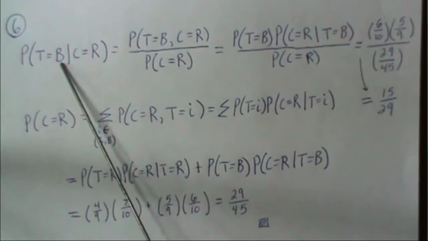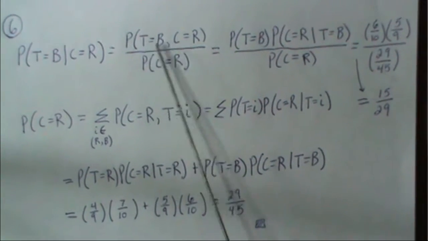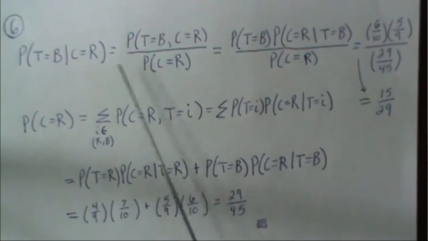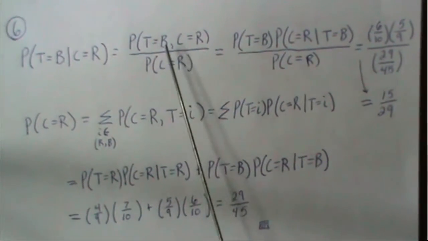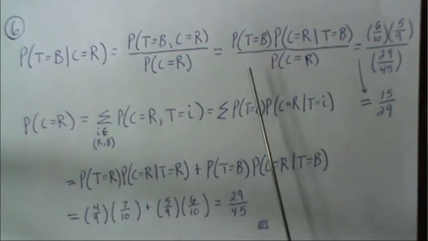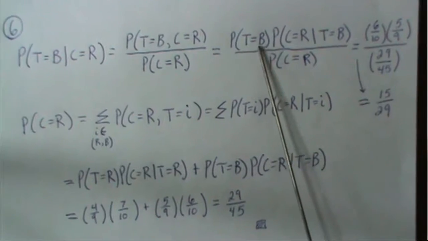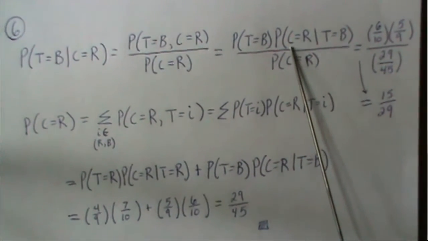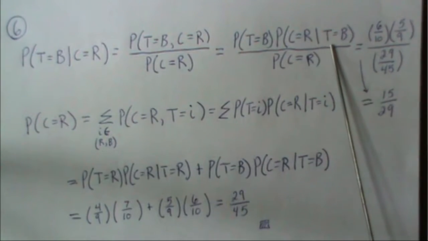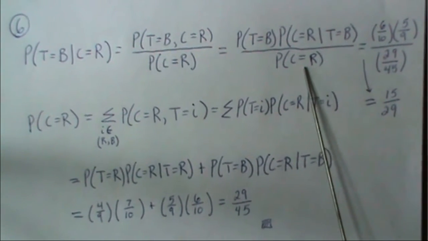So this conditional is the probability of the intersection of T and C divided by the probability that C is equal to R. And then this joint can be manipulated back the other way into the probability that T is B, the transferred ball is blue, times the probability that the chosen ball is red, given that we transferred a blue, and again divided by the probability C is equal to R.